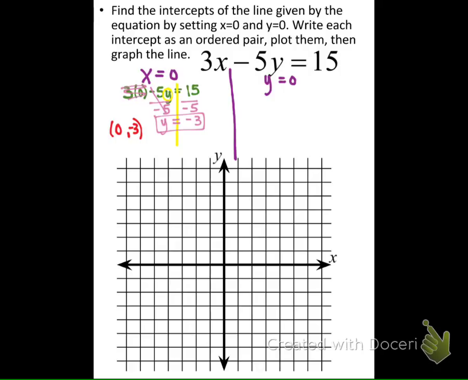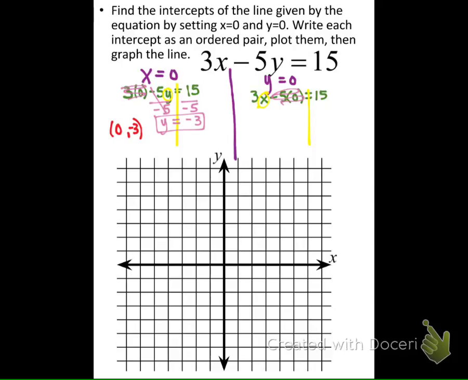Okay. So now I go to the other side here. I use the exact same equation, except for this time, what do I substitute? Y for 0. So I'm going to have 3x minus 5 times 0 equals 15. I'm going to circle my variable x. I'm going to draw my line of equality. And now negative 5 times 0 is 0. I don't need it, so I'm going to get rid of it. And then I solve.